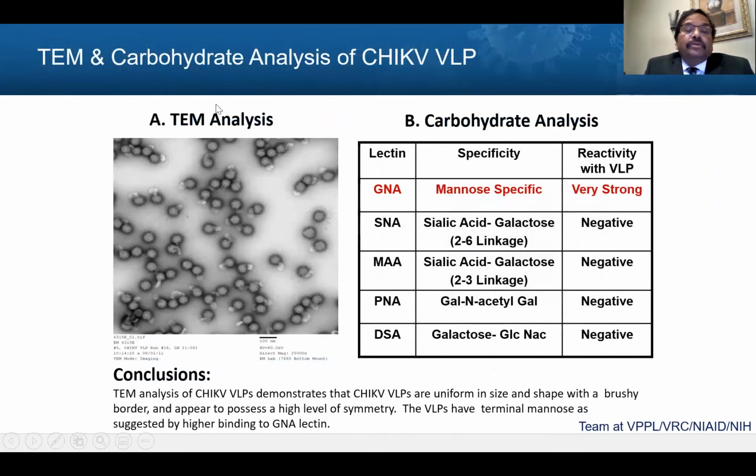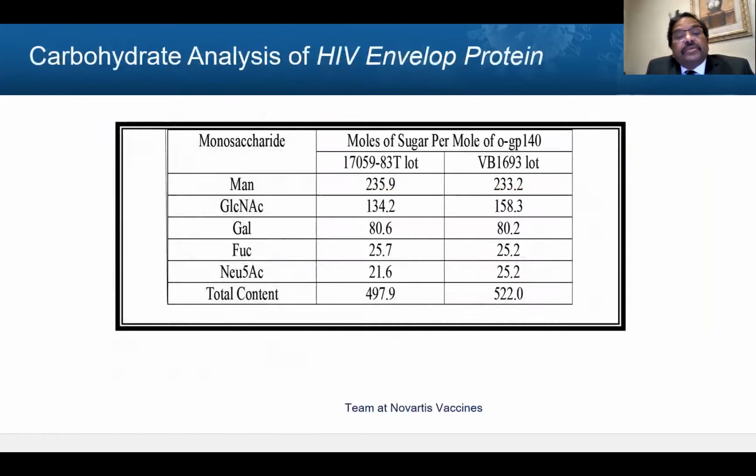Again, we wanted to do the transmission electron microscopy analysis for the VLP. And as you can see, the VLPs are very homogeneous. We did the carbohydrate analysis, and it is shown here that the predominant carbohydrate that we are detecting on these VLPs is the terminal mannoses. For the HIV envelope protein, we are seeing both the terminal mannoses as well as the complex carbohydrate. So this is a differential glycosylation profile. But the good news is that the profile is consistent for both these 2 batches.